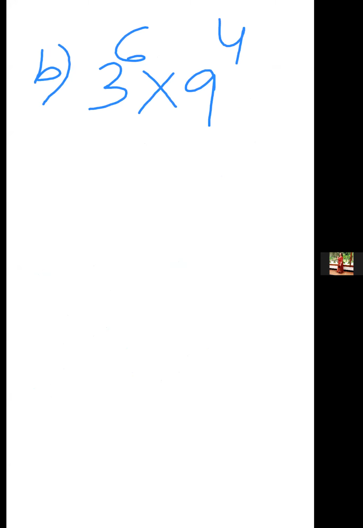Now next, please see very carefully. B part. 3 raised to power 6 multiplied 9 raised to power 4. Now here bases are not same. So first step, you have to do the base same. How you do the base same? Now you have to see this is 3 and this is 9. 9 is a friend of 3. Means we have to write 3 raised to power 6 as it is. We cannot change 3 because 3 is a prime number. We have to change the 9.